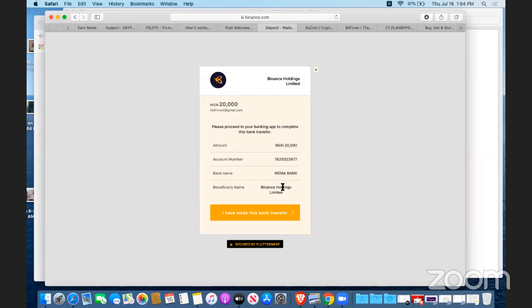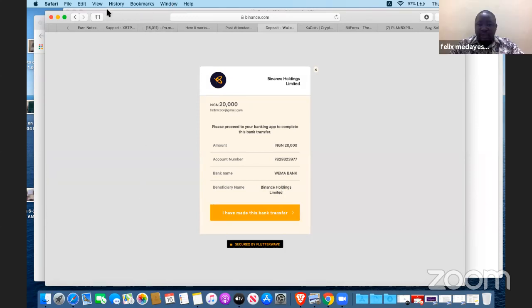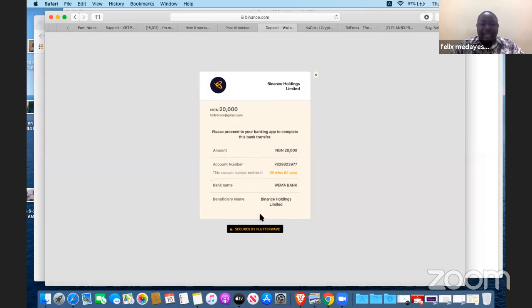When in the same market, me and you can go there and do what I need to do. Now, make the transfer already. So I make the transfer already. It's successful. Then after you have done the transfer, what do you do? Look, we say I have made this bank transfer. Click it. Now, as you click it, see what is showing.